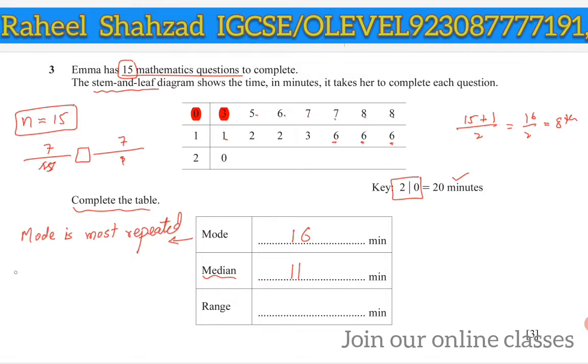And the second last part of the question is they want us to find the range of the values. Now remember, range is equal to maximum value minus minimum value. In this case the maximum value is 20 and the least value is 3. So 20 minus 3, that is equal to 17. So the range of the values is 17. Okay, let's move to the next question now.